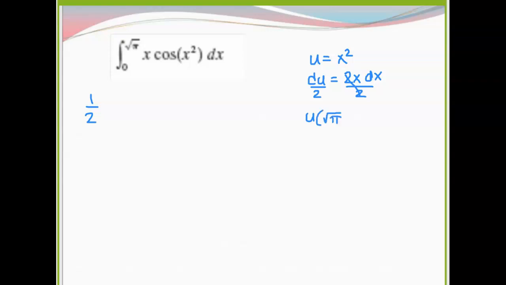So the u of square root pi becomes the square root of pi squared. Well, what happens when you square a square root? Yeah, so that makes my new bound pi. And the u of 0, well, 0 squared is still 0. So my bounds become 0 to pi. And then this becomes cosine u du, because that had x dx in it.